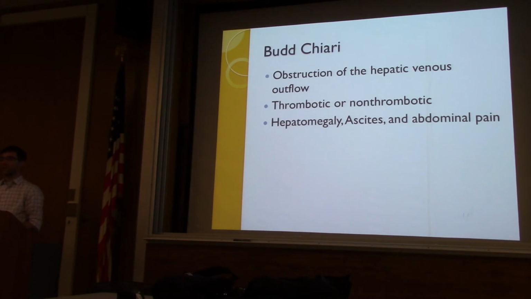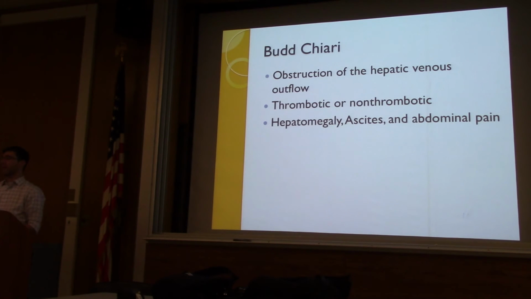And then let's talk about Budd-Chiari syndrome for a second. Sorry, how much time do I have? Perfect. Budd-Chiari syndrome. So Budd-Chiari syndrome is essentially kind of like a DVT of the hepatic vasculature.